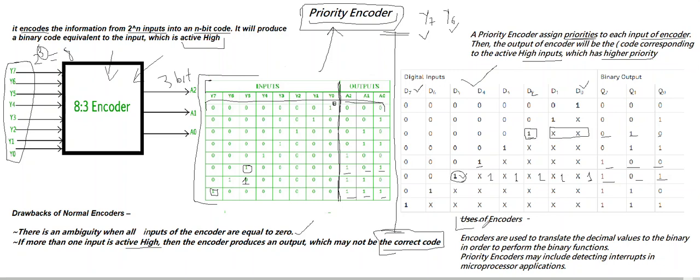Now let's come to the uses of an encoder. You can see what the encoder is doing: it is encoding these data lines into binary information. So you can use an encoder to translate a decimal value into binary information, and then perform arithmetic operations like addition and subtraction on this binary information. You can also use the priority encoder to detect interrupts in microprocessor applications. So these are some applications of the encoder.